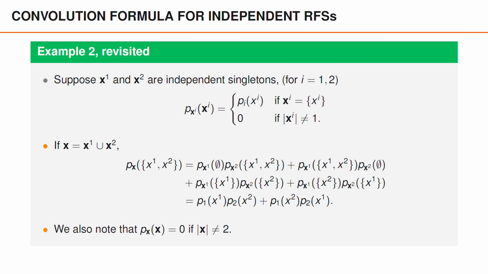Either the set x1 contains the element x1, and the set x2 contains the element x2, or the other way around. By plugging in the expressions for the multi-object PDFs of x1 and x2, this simplifies to p1 of x1 times p2 of x2, plus p1 of x2 times p2 of x1, which was the expression that we used in the video about multi-object PDFs.